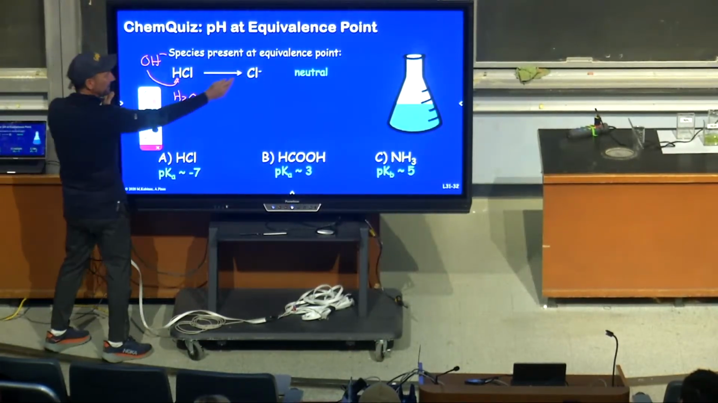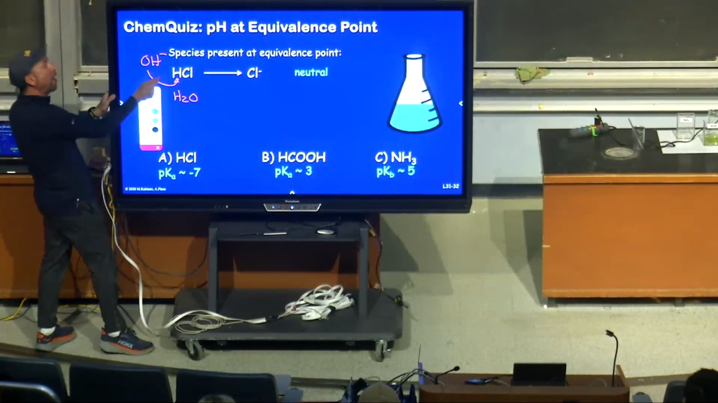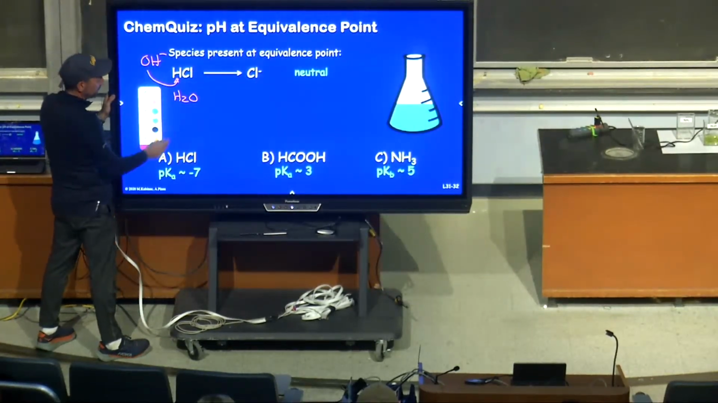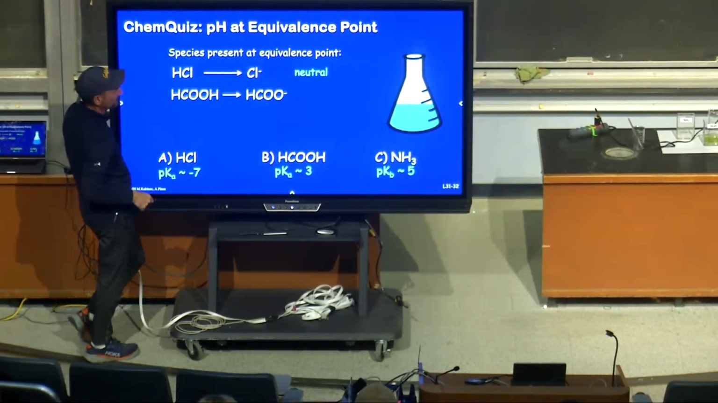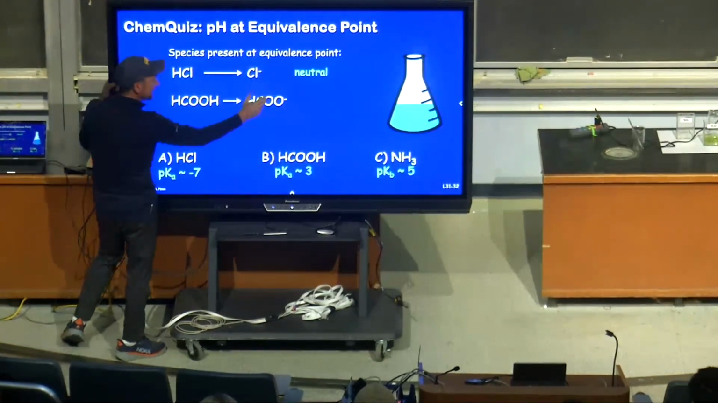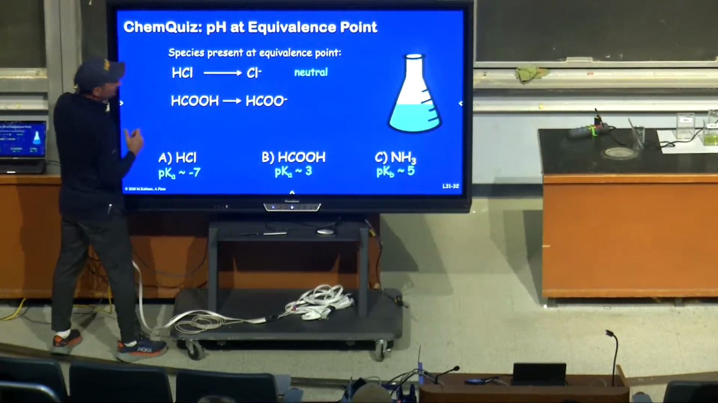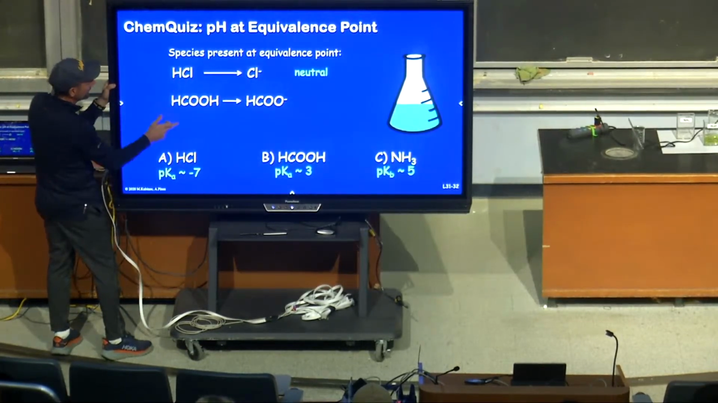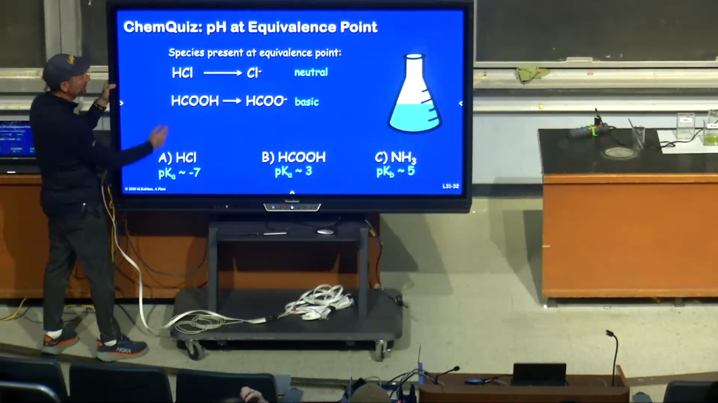Cl minus is the conjugate base of a very strong acid. This does not go back at all in this direction. The pH of that one is neutral. We did that experiment. We mixed a strong acid and a strong base. Here, same thing. You convert the weak acid into its conjugate base, but this is a conjugate base. It acts as a base, so the pH will be slightly basic at equivalence point.